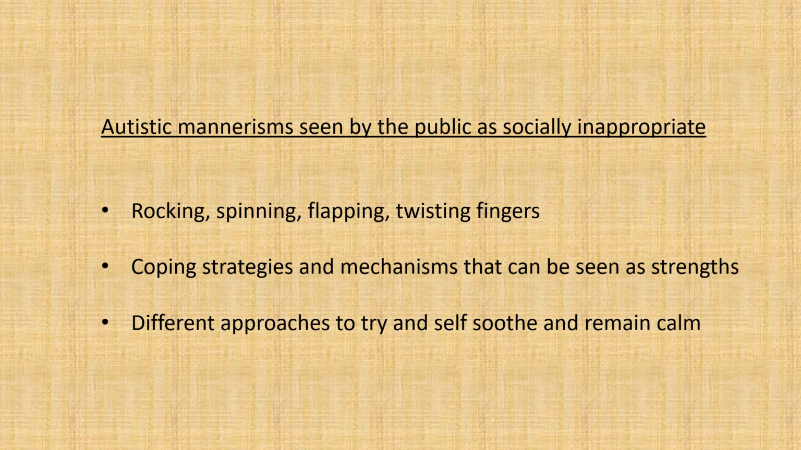Mannerisms such as rocking, spinning, twisting fingers, and noise aversion vary in degree between children but are essential for their coping mechanisms. As a result, autistic mannerisms are often perceived as socially inappropriate by neurotypical people. In the broader society, there are possibilities for adopting some of these measures to control behaviours ourselves in order to decrease our own stress and anger management.